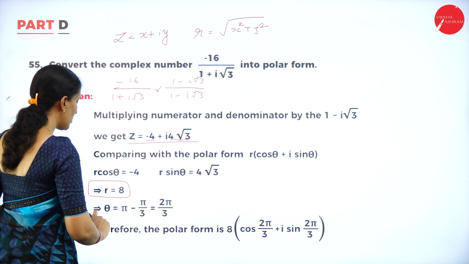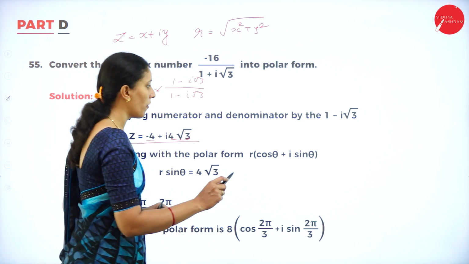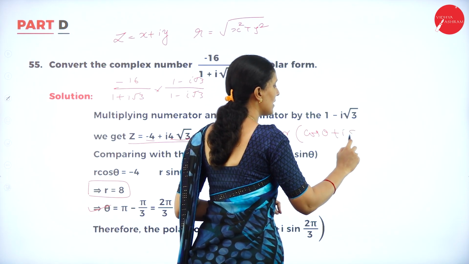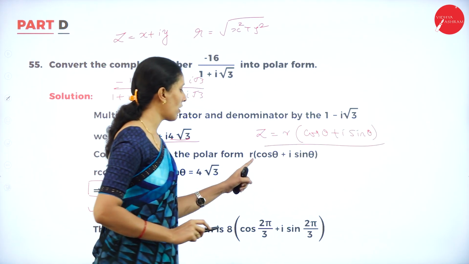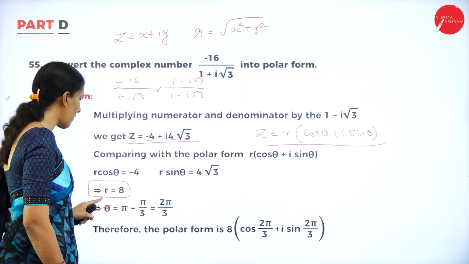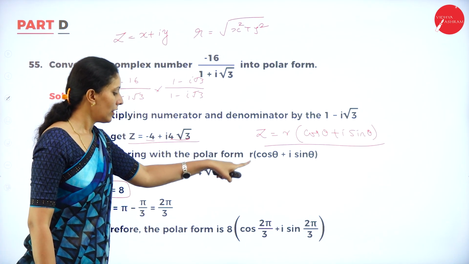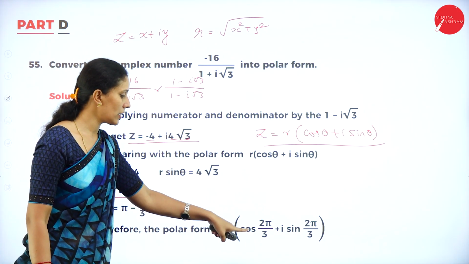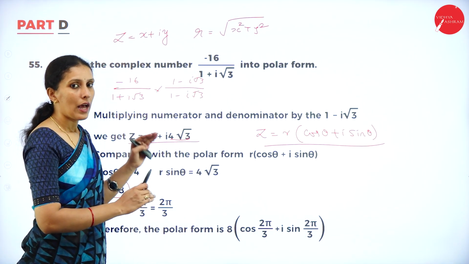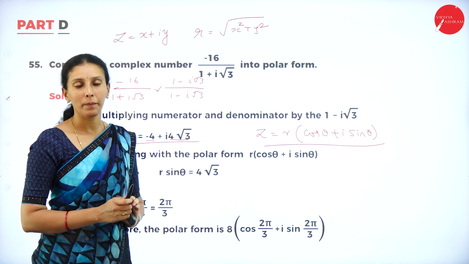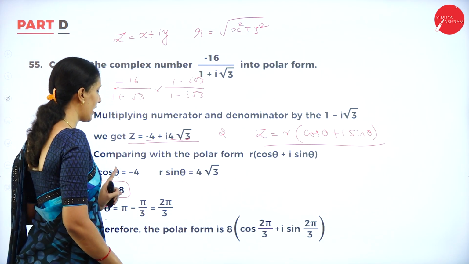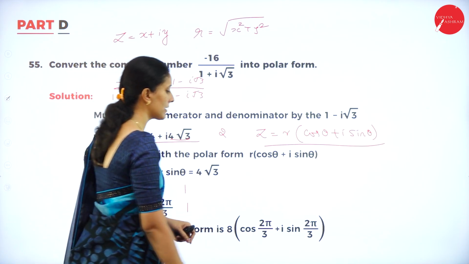Once you get theta, we know the polar form of z can be represented as r cos theta plus i sin theta. So this is the polar form here. Comparing with the polar form, we have the value of r and theta. Substituting it, in the place of r it is 8, cos theta is cos 2 pi by 3 plus i sin 2 pi by 3. The same way has to be done for any other complex number. So converting to polar form carries 2 marks, finding r and theta 1 mark, and expressing it 1 mark.